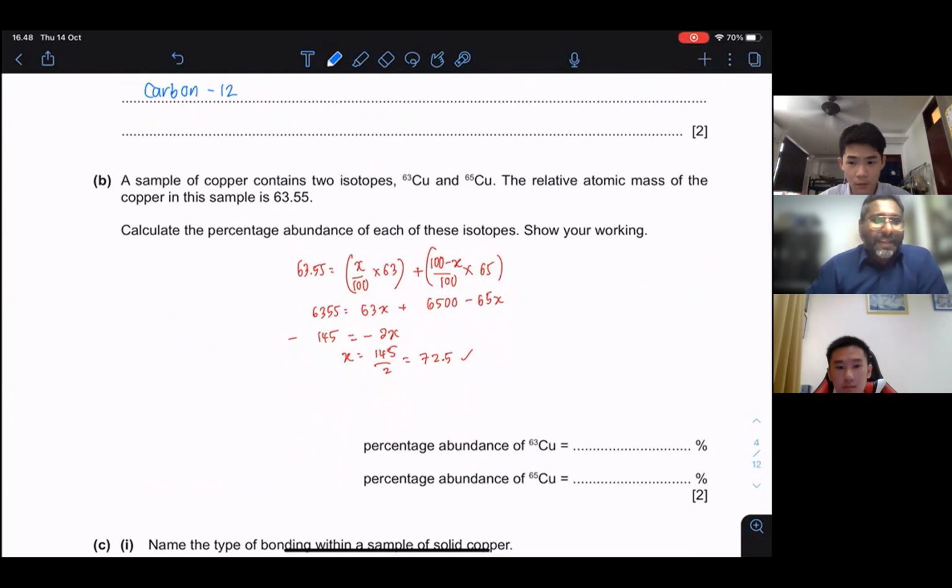Okay, she left. Okay, so now you see here, the sample of copper contains 2 isotopes.